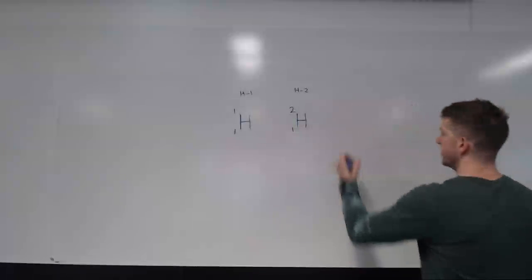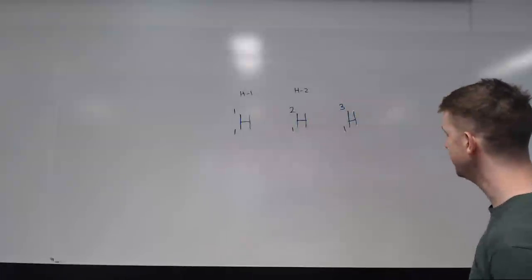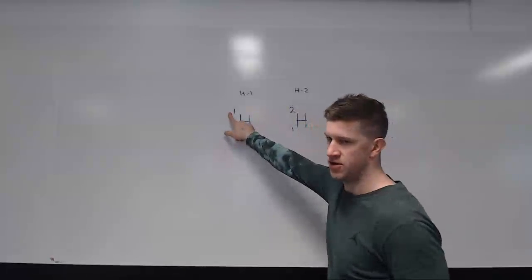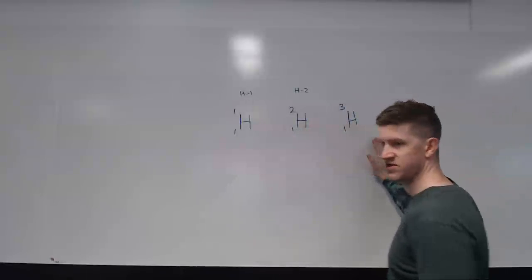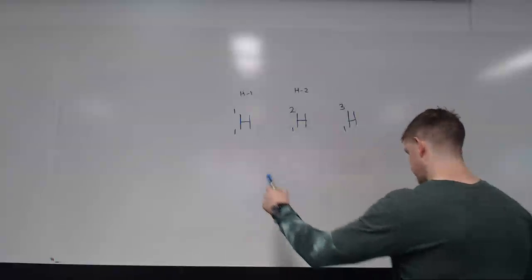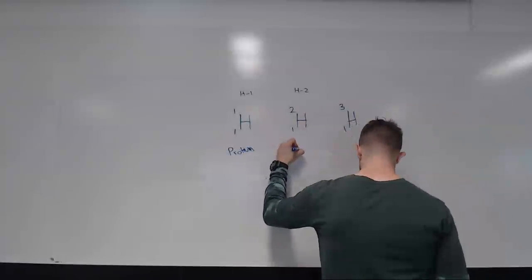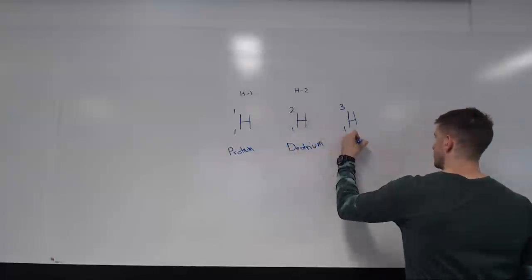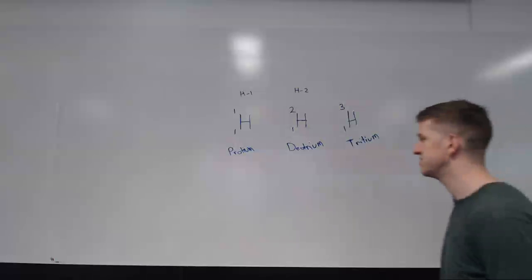I could go one step further and add 2 neutrons, and I'll have hydrogen-3. Still has 1 proton, 1 proton, 1 proton, but now we've got no neutrons, 1 neutron, 2 neutrons. So these are heavier versions of hydrogen, and we actually name these. This one we call protium. This one is called deuterium, and this one is called tritium. So these are the names of the isotopes of hydrogen.